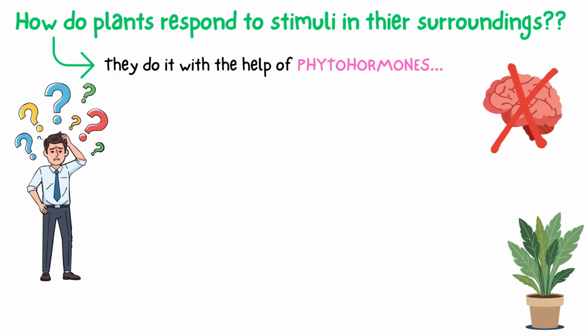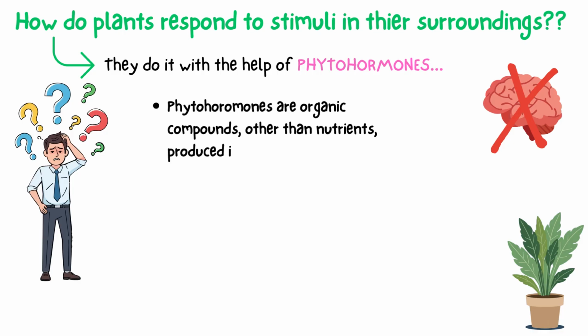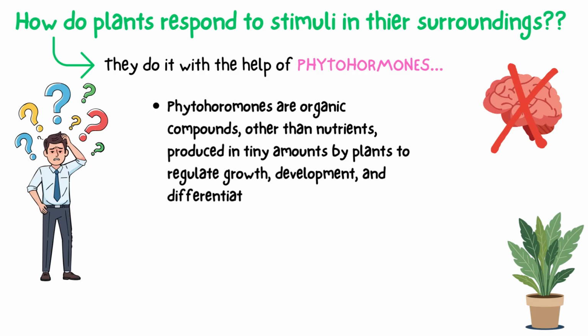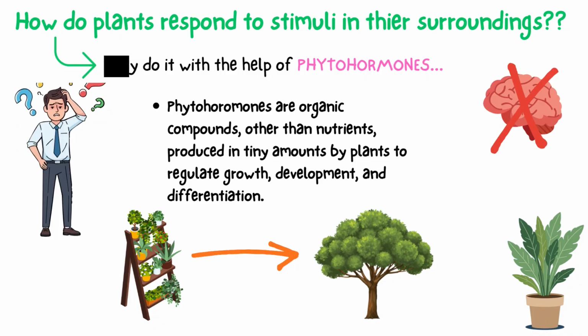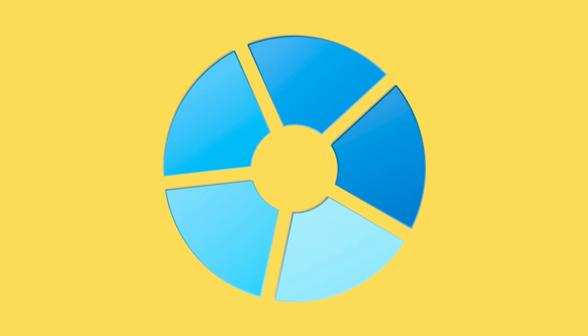You must be thinking what phytohormones are. So phytohormones are some chemical compounds, other than nutrients, produced in tiny amounts by plants to regulate growth, development, and differentiation. It is due to some of these hormones that a small little plant converts into a gigantic tree in years. Now let's have a look at some of the various types of phytohormone present in plants.